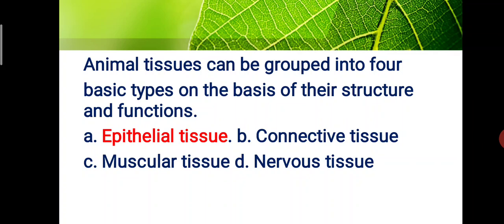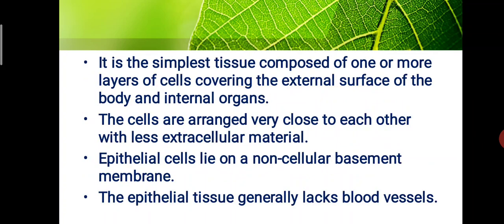First, in today's class, let us discuss epithelial tissue in detail. So what does epithelial tissue mean? It is the simplest tissue composed of one or more layers of cells covering the external surface of the body and the internal organs. So it covers what? External surface and the internal organs.